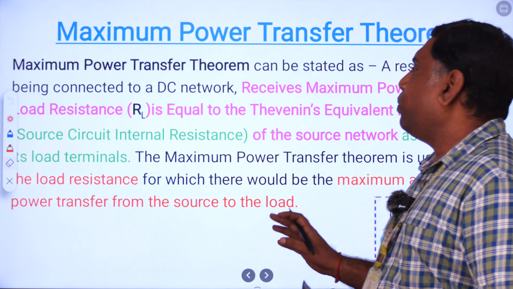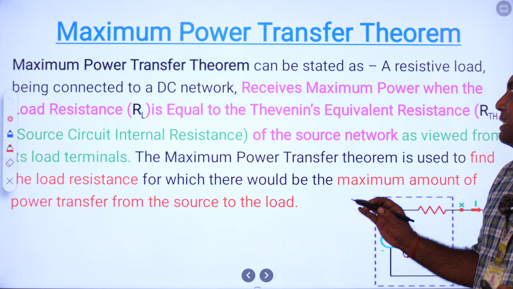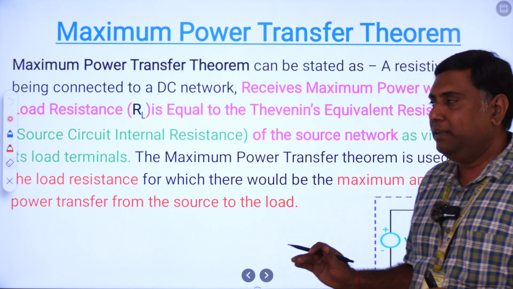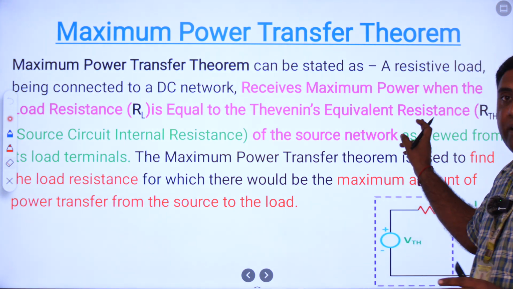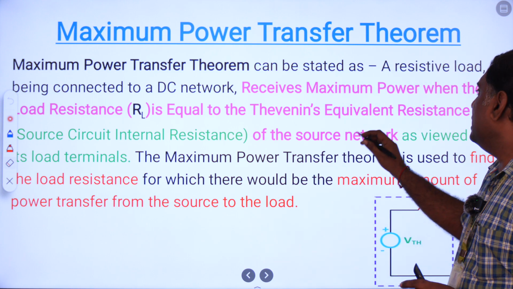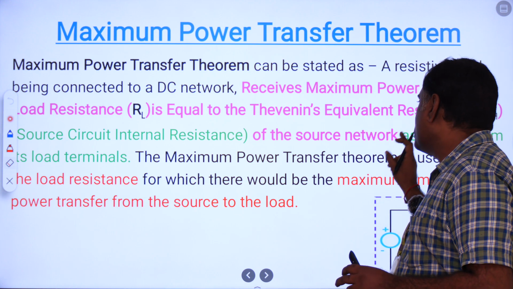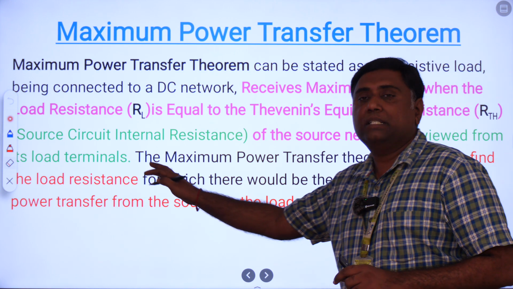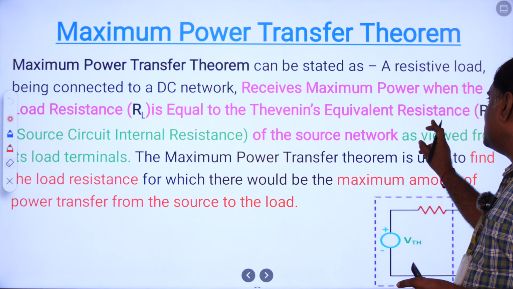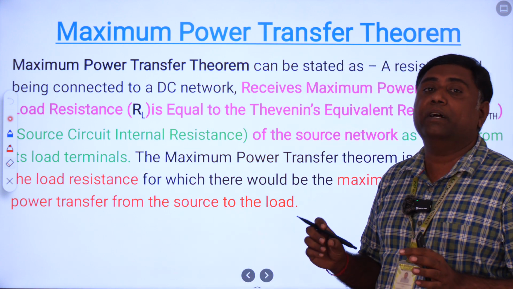So what is the maximum power transfer theorem? When a resistive load connected to a DC network receives maximum power, the load resistance RL equals the Thevenin's equivalent resistance R Thevenin of the source network as viewed from its load terminals. That means Thevenin's equivalent resistance is the internal resistance of the source circuit which supplies power to the load.